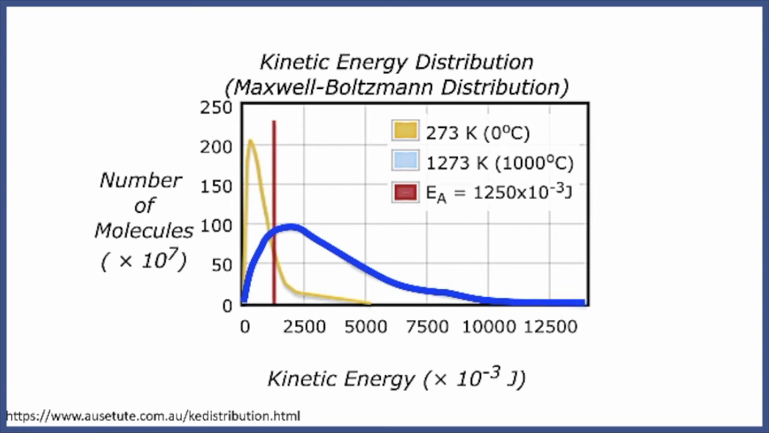And the area under the curve is related to the total number of molecules in the sample. And we can see that in that higher temperature curve, we have more molecules with enough energy to overcome that activation energy barrier. So in that higher temperature sample, the rate of the reaction is going to be higher than it is in the lower temperature sample because more molecules have enough energy to overcome that activation energy barrier.